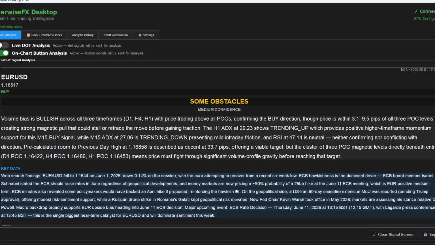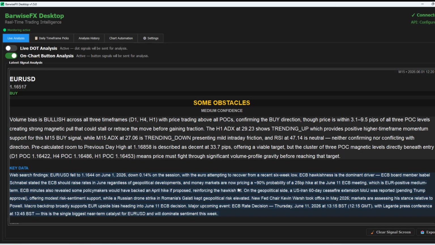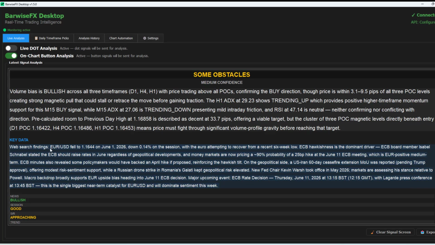So it's pretty accurate. It gives you a lot of additional information that's extremely valuable for when you want to place a trade. And then below that, we have key data.